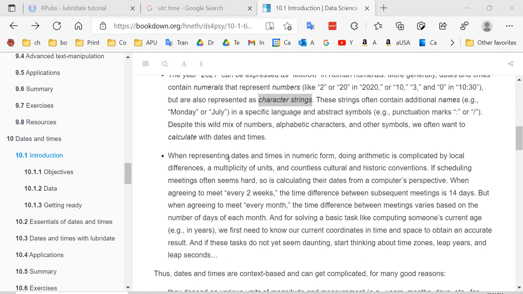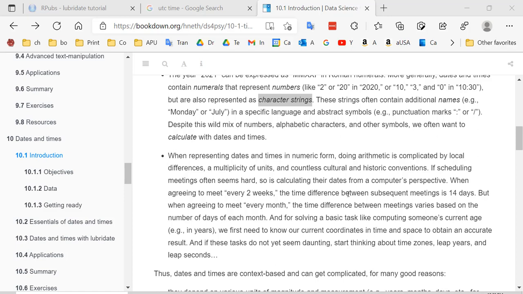Okay, a little more about the difficulties. When representing dates and times in numeric form, doing arithmetic is complicated by local differences in multiplicity of units and countless cultural and historic conventions. Well, we just saw that there was the Julian calendar and the Gregorian, so there are different conventions. If scheduling meetings often seems hard, that's true. It's hard to get everybody to agree to meet at a certain time. Everybody's schedules are different. Everybody's busy at different times. But on the other hand, so is calculating dates from a computer's perspective.